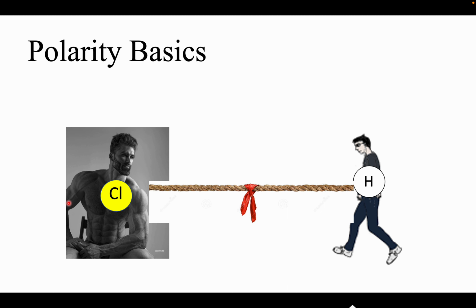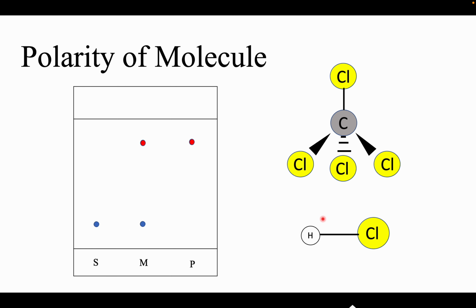You'd expect the gigachad to beat the beta in a bout of tug-of-war. Similarly, chlorine has a stronger influence on the electrons within the bond than hydrogen. So, chlorine is considered to have a partial negative charge, and hydrogen is considered to have a partial positive charge. The electrons are still shared amongst the two atoms, but at any one time, the electrons are more likely to be with the gigachad chlorine. Hydrochloric acid is considered to be a polar molecule.